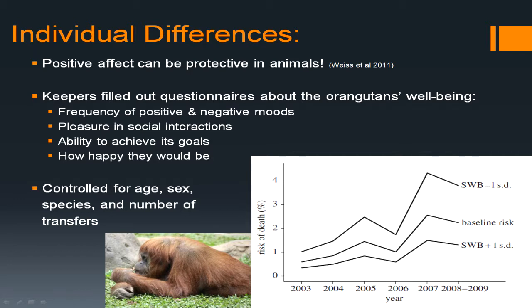This is one of my favorite examples, but positive affect can be protective in animals as well. So they had zookeepers fill out a questionnaire about their orangutans, including some interesting things like how happy the zookeeper would be if they were the orangutan, as a way to subjectively judge their happiness. And so they then followed up over a 7-year period in their scores for subjective well-being here.